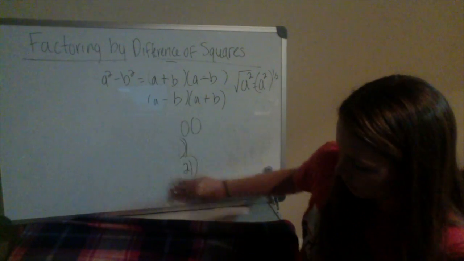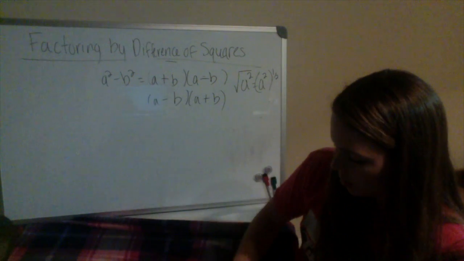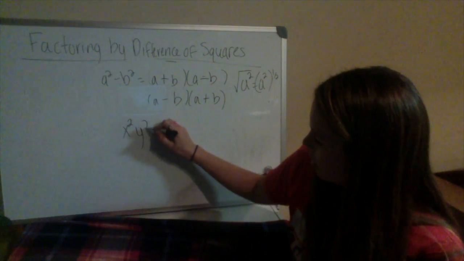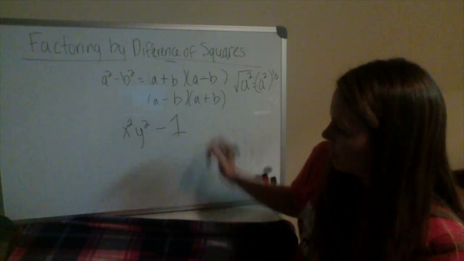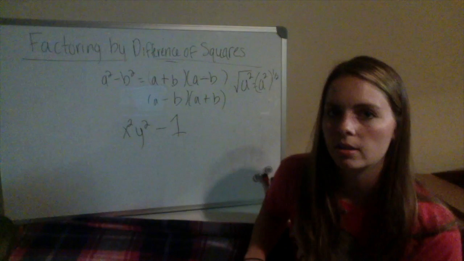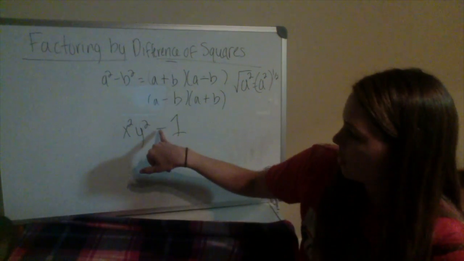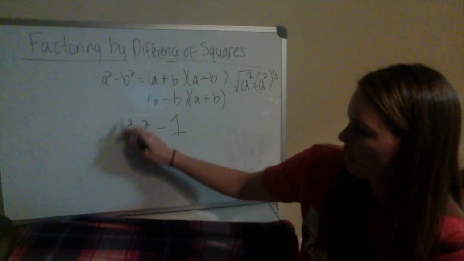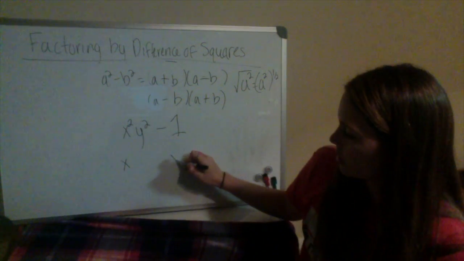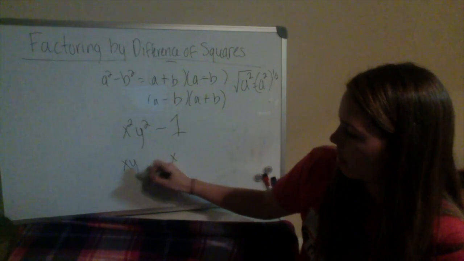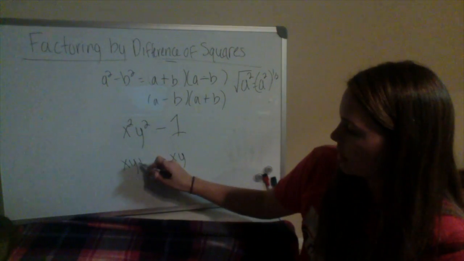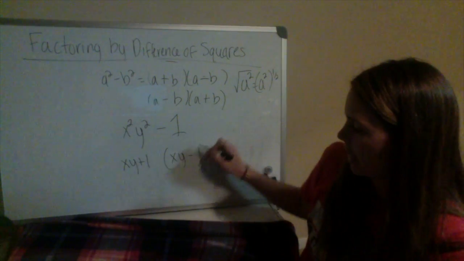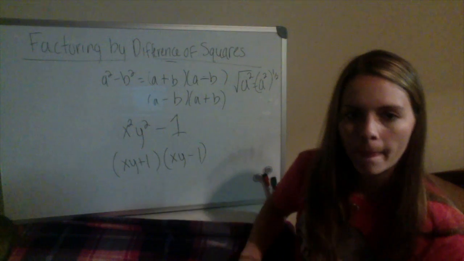Got a few more just to throw at you guys. What if I give you x squared y squared minus 1? First step, I always check, is GCF. And I notice that there's a negative here, so I can do difference of squares. Do I know the square root of x squared? Yep, it's x, x. Square root of y squared, y, y. Positive, negative, and square root of 1, 1, 1. And I am done with that one.